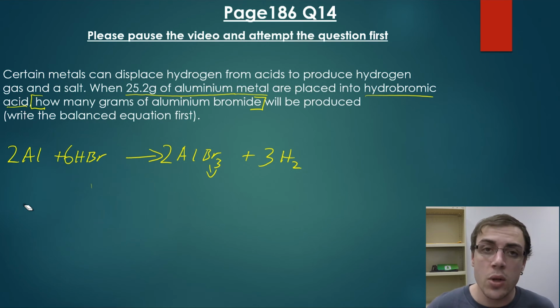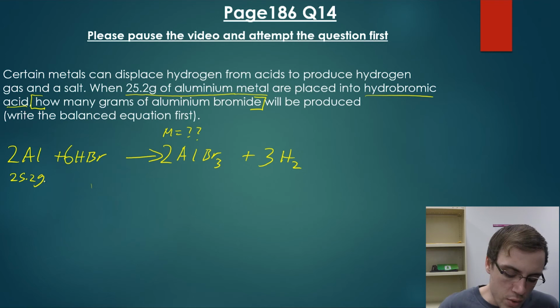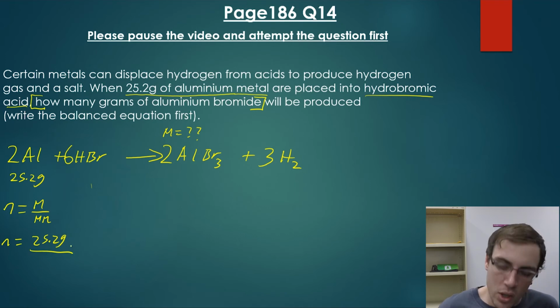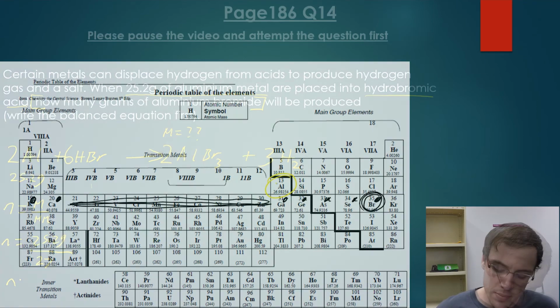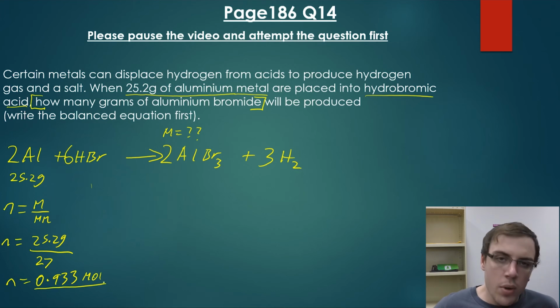So now that our equation is balanced, we can push on with our calculations. We have 25.2 grams of aluminium metal, and we need to calculate the mass of aluminium bromide. So what I do here is convert our mass into moles. Moles is equal to mass over molar mass. So moles is equal to the mass, 25.2 grams, divided by the molar mass. For aluminium, it's 26.98, so we can round that to 27. So our number of moles is equal to 0.933.